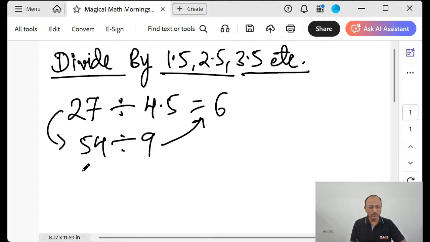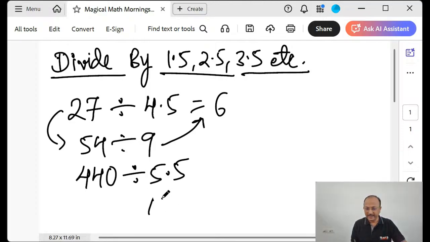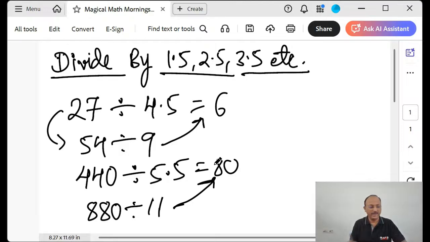Let's take a little bigger number. Suppose you want to do 440 divided by 5.5. Correct? 440 divided by 5.5. 5.5 doubled is 11. So 440 doubled is 880. 880 divided by 11 is nothing but what? 11 eights are 88, that's it. 80 is the answer. This can be applicable to the numbers. Yes, you're all very fast because yesterday's technique you people have practiced, I think. That's why you're able to do these things also very easily.